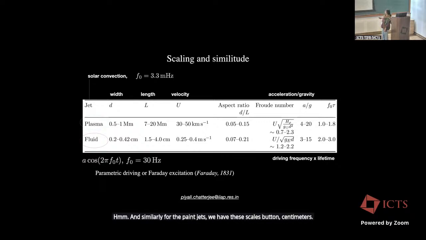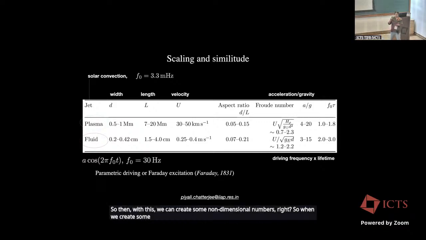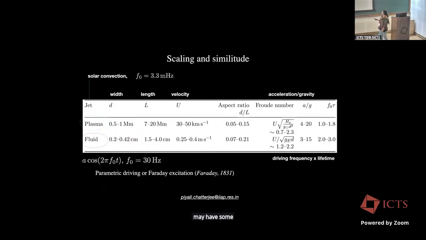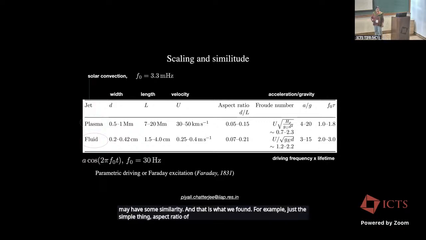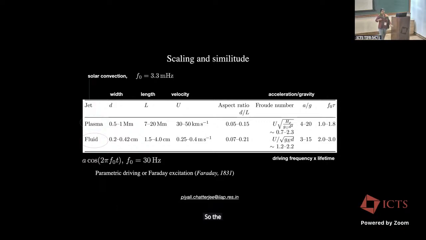With this, we can create some non-dimensional numbers. If those non-dimensional numbers are comparable to each other, you know that these systems may have some similarity. And that is what we found. For example, just the simple thing, the aspect ratio of the jets. The jets in the laboratory and the spicules on the sun have very similar aspect ratios.